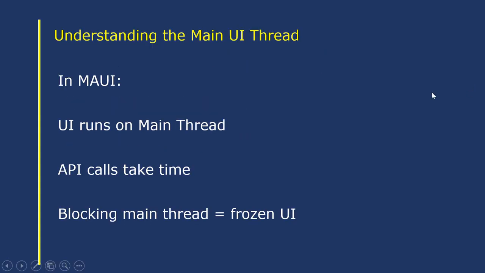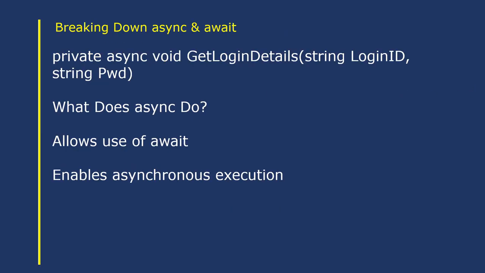The async keyword allows the method to perform asynchronous operations. It enables us to use the await keyword inside the method. The await keyword pauses the method execution until the task completes, but it does not block the UI thread. Once the API returns a result, execution continues.